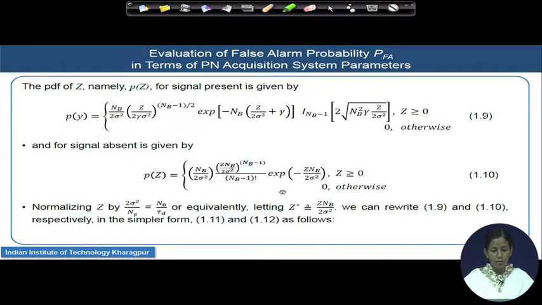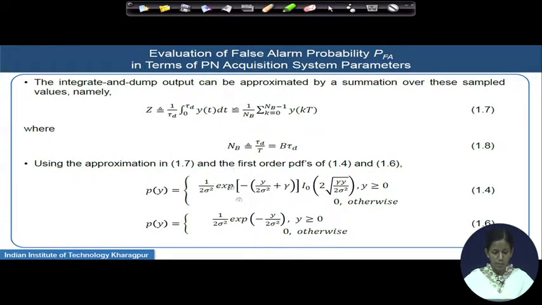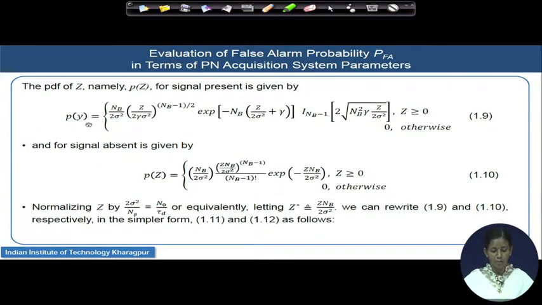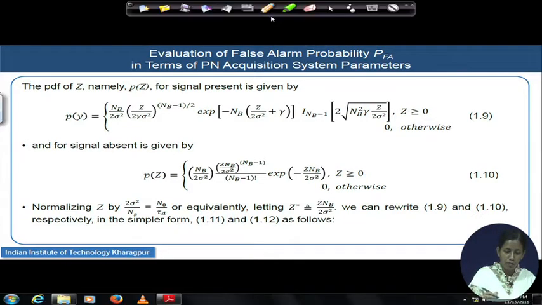And if I utilize these two earlier generated PDFs, and if we utilize this approximation, finally we end up with the probability distribution of Z, which is given by P_Z basically. This is not y, this will be the probability of Z, and the probability of this Z will be given as this.